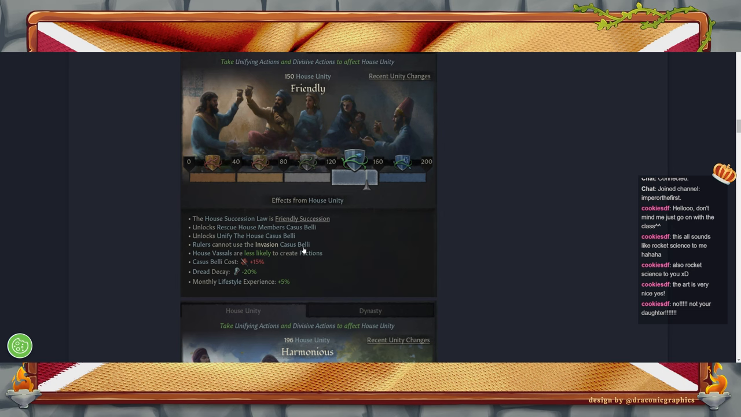Unify the house, casus belli. Okay. No. Yeah, maybe if someone passes outside of your realm. Okay. Cannot use invasion casus belli. All right. Okay. House losses are less likely to create factions. Casus belli cost goes up. Okay. Dread decay, minus 20%. Interesting. So people fear you more.